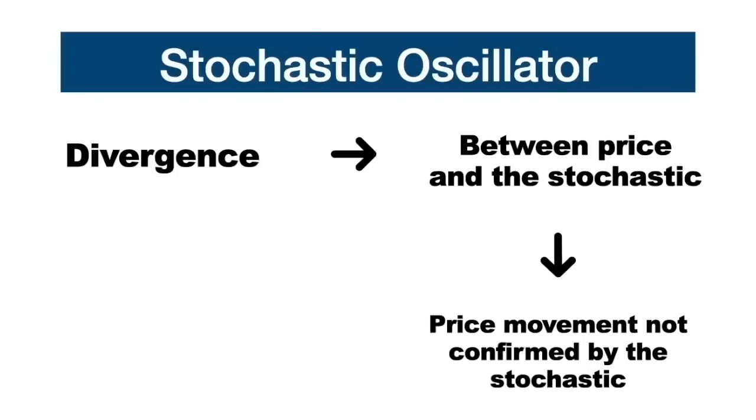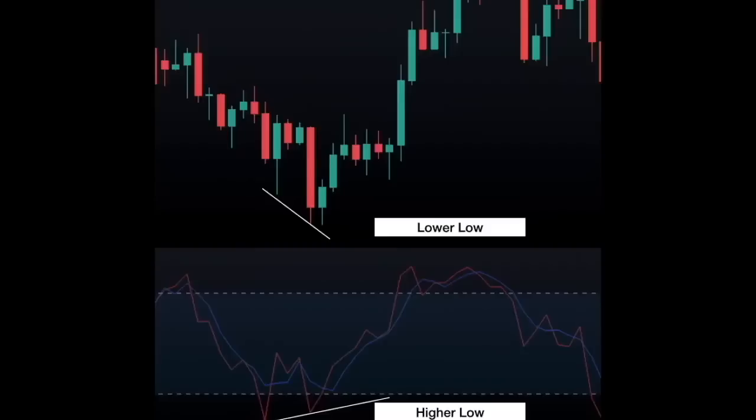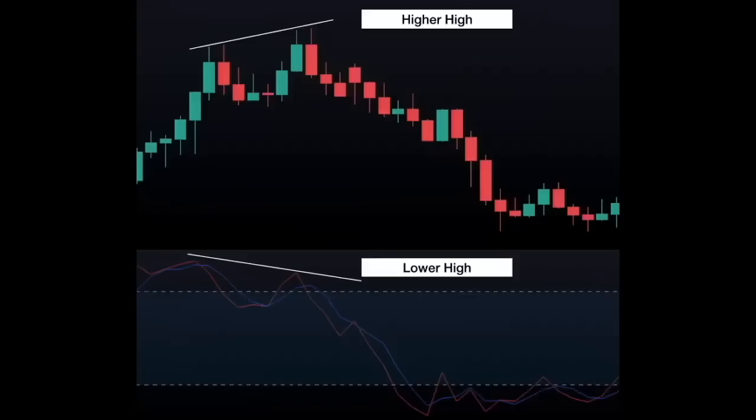Another very effective method to use the stochastic is by analyzing the divergence between the price and the oscillator. A divergence is simply a price movement that is not confirmed by the stochastic, indicating a potential reversal. A bullish divergence occurs when the price shows a lower low, but the stochastic shows a higher low. A bearish divergence occurs when the price shows a higher high, but the stochastic shows a lower high. These divergence signals indicate the end of a trend and a potential trend reversal. Divergence analysis helps to avoid liquidity traps, and above all helps to understand the best time to enter the market.